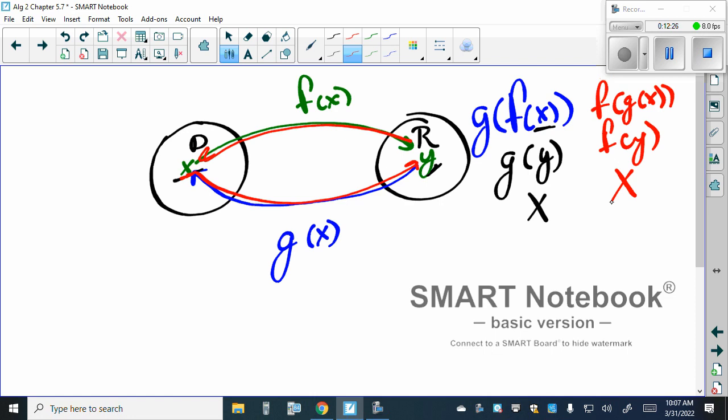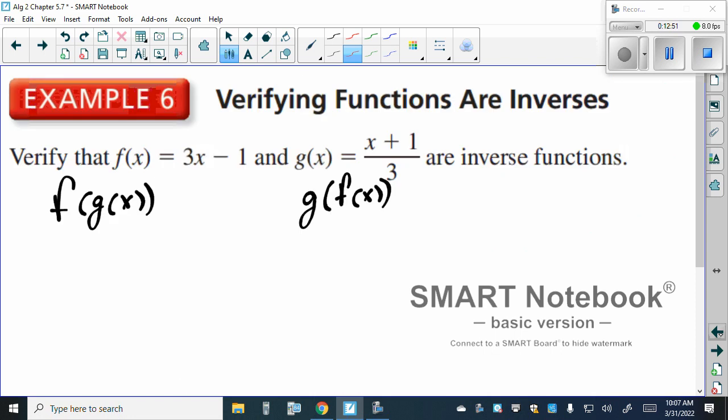So if two functions are inverses, f of g of x and g of f of x should be the same, and their actual value should be x. Because if I'm taking the x value to the y and then right back to the x, f of g of x and g of f of x should just be x. They should undo each other. So if I have two functions that are inverses, f of g of x and g of f of x should both come out to be x.